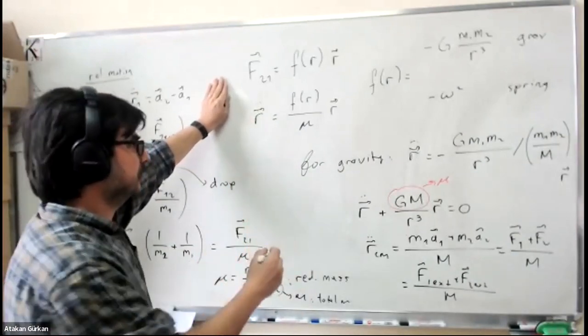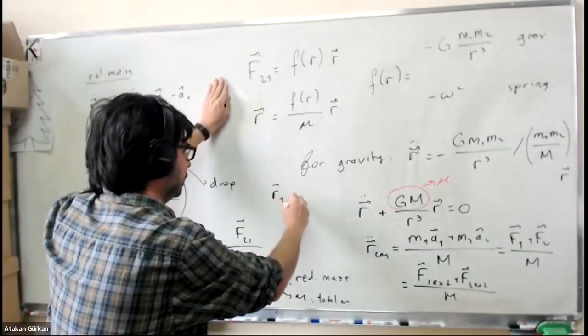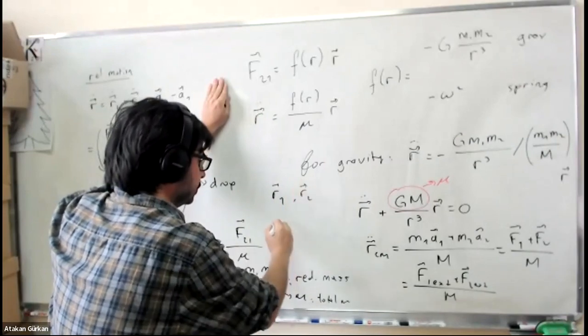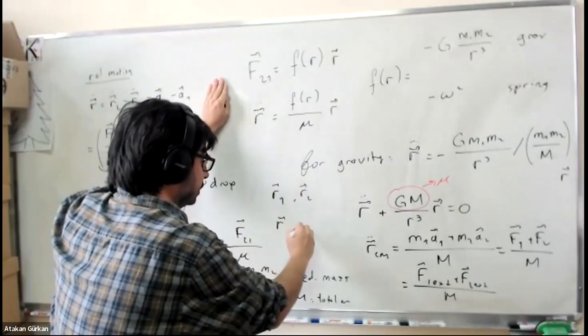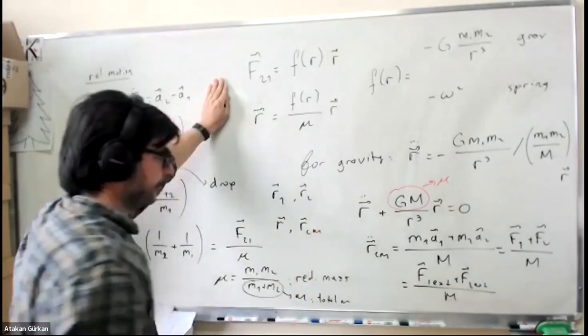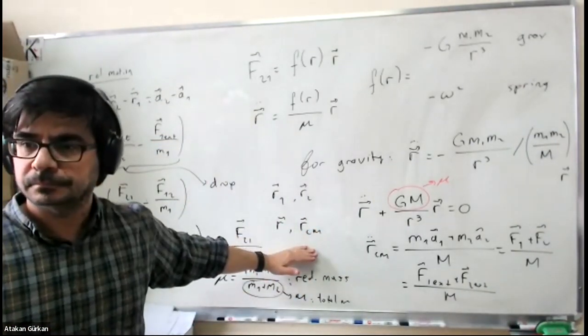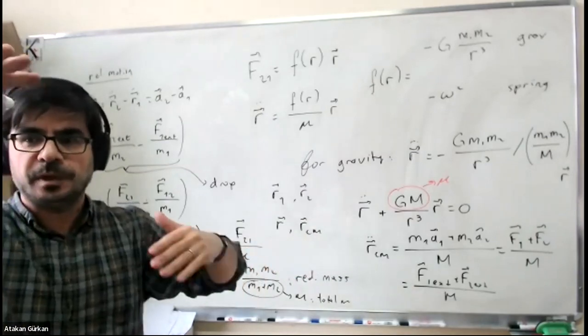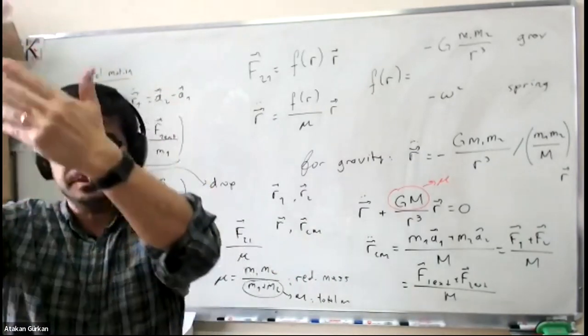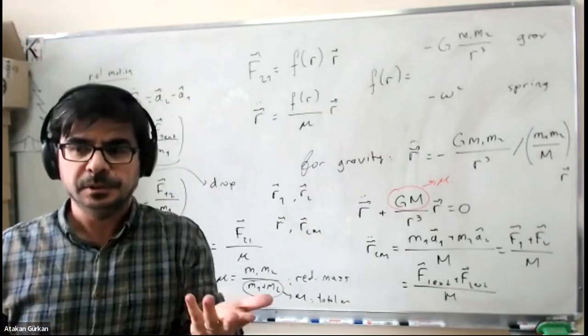Instead of using the coordinates of these two, R1 and R2, you can use the relative motion and the motion of center of mass. Okay. And notice that these are not orthogonal. So as the center of mass is going this way, you could be going sometimes in that direction, sometimes opposite to it, sometimes perpendicular to it.